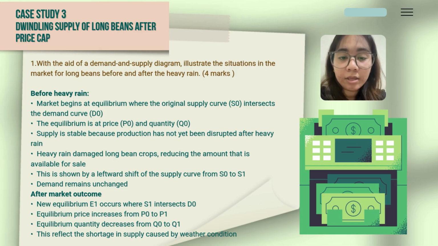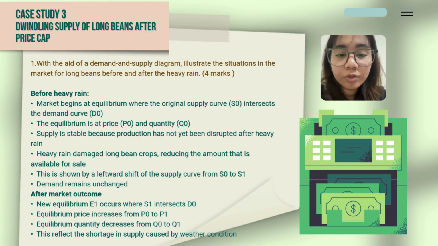Then heavy rain damaged the long beans, reducing the total supply available for sale. This is represented by a leftward shift of the supply curve from S0 to S1. The demand curve D0 remains unchanged because consumers still want to buy the same quantity at each price. As a result, a new equilibrium occurs at E1 where the new supply curve S1 intersects with the demand curve D0. At this point, the equilibrium price rises from P0 to P1 and the equilibrium quantity decreases from Q0 to Q1.